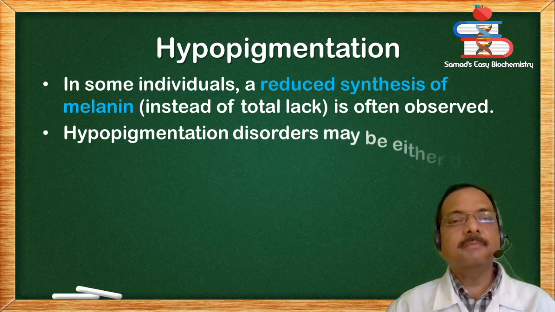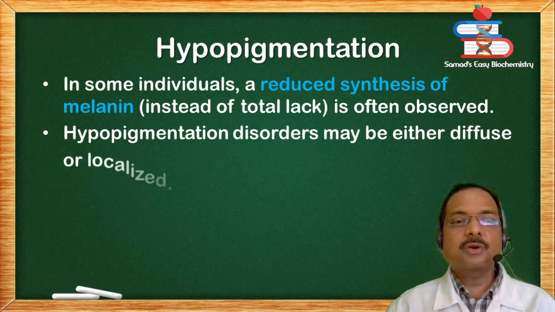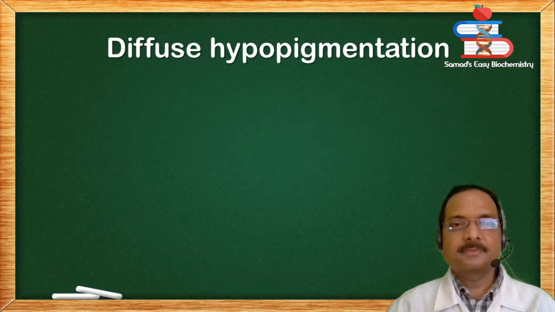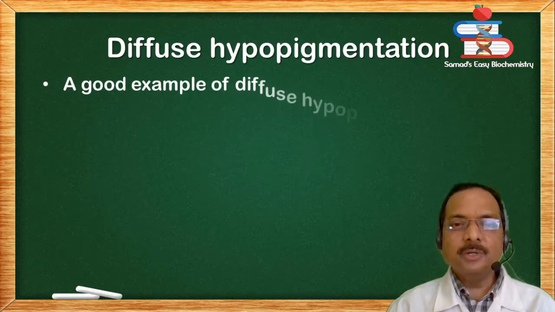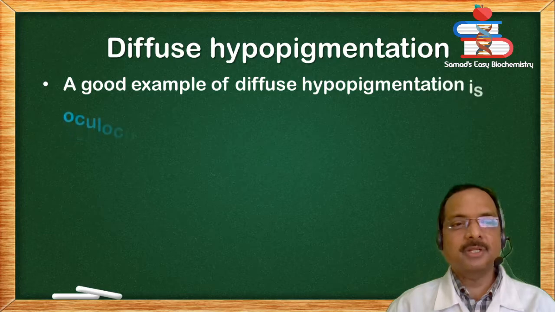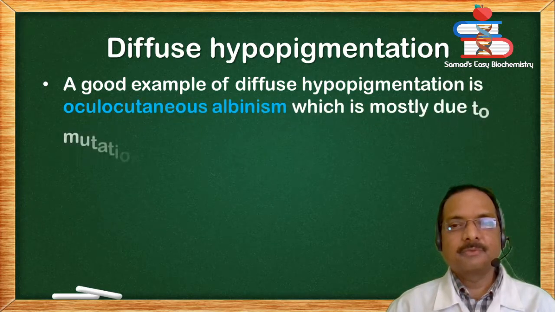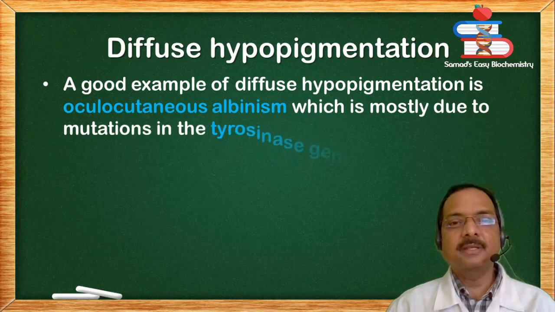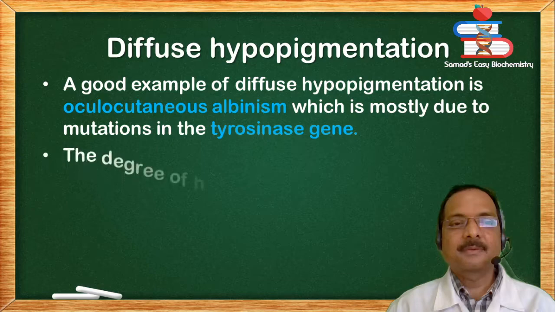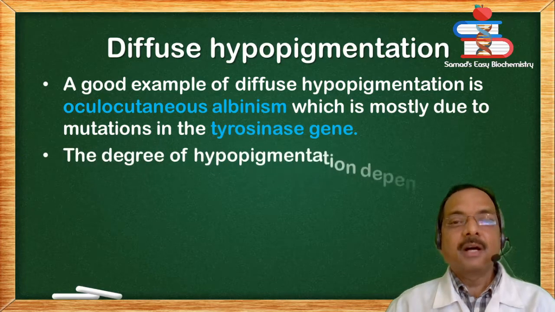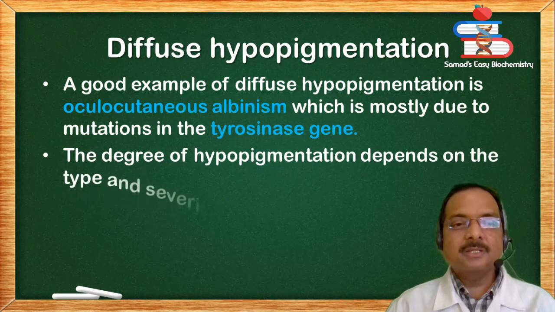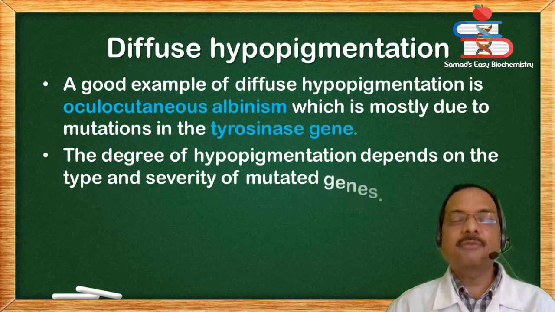Hypopigmentation disorders may be either diffuse or localized. Diffuse hypopigmentation. A good example of diffuse hypopigmentation is oculocutaneous albinism, which is mostly due to mutations in the tyrosinase gene. The degree of hypopigmentation depends on the type and severity of mutated genes.